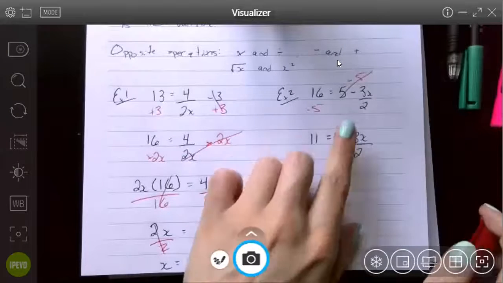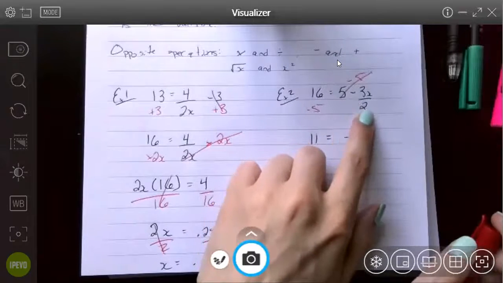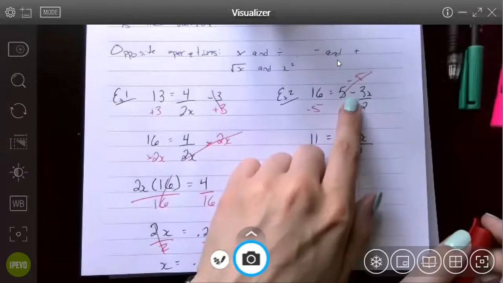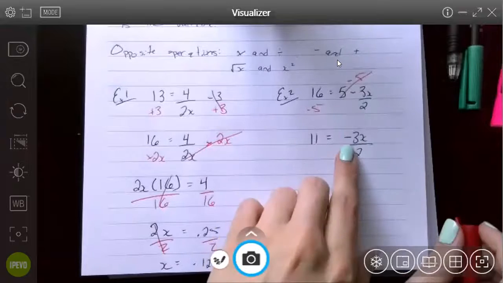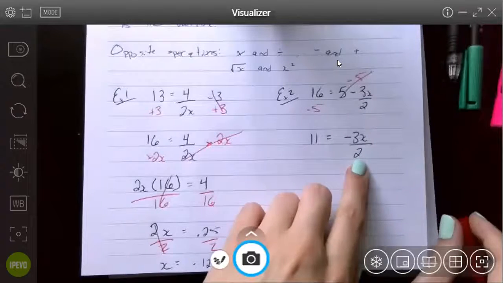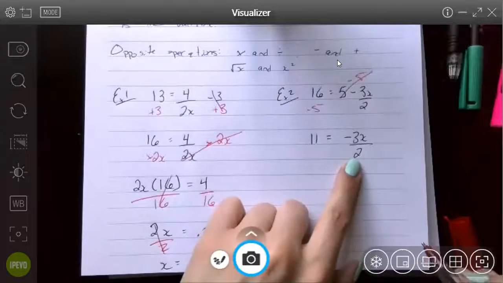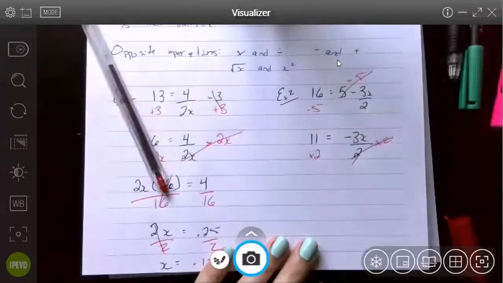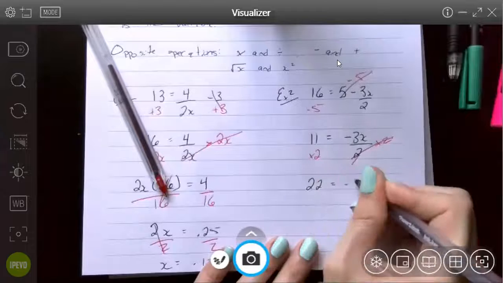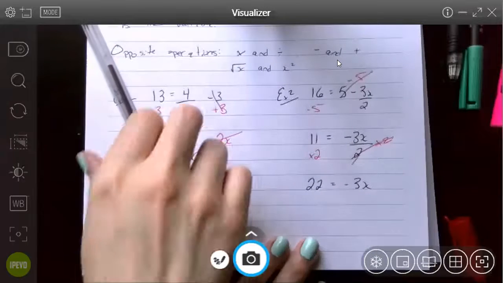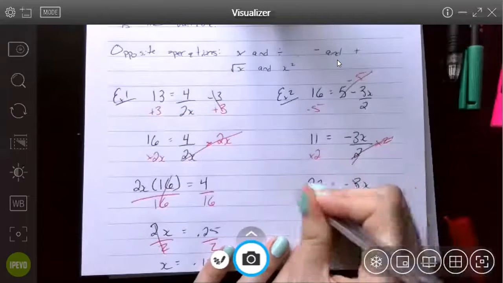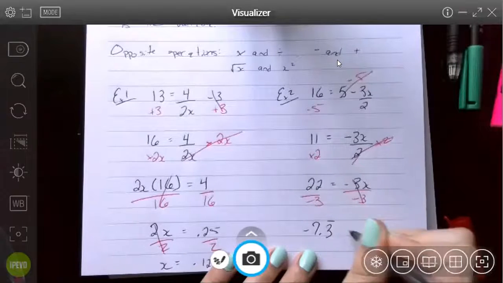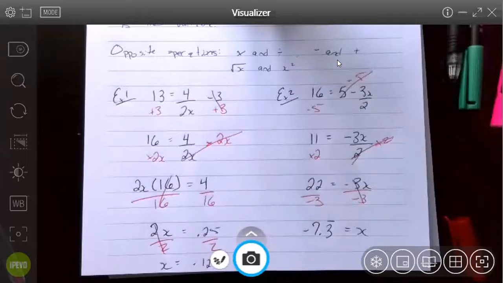It is important to note that signs always go with the term behind them. So when I move this 5, this minus sign becomes a negative sign. It still goes with this fraction that's behind it. So that's why we have negative 3x over 2. Then, of course, I have to move the denominator, so I multiply by 2, which leaves me with 22 equals negative 3x. And then, of course, we divide by negative 3, which leaves me with negative 7.3 repeating as my x value.